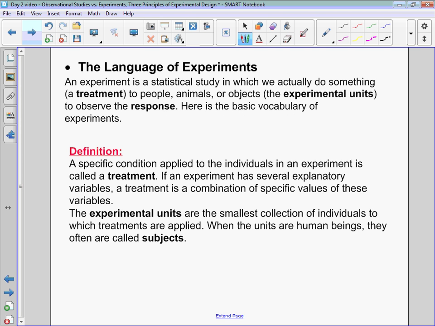Okay, so the basic definition of an experiment is we're going to take something, and that's going to be our experimental units. It could be people, groups of people, animals, objects, or groups of objects, and we're going to impose some treatment on some of them. And we'll get into this later. Not on all of them, just on some of them, and then we're going to observe the response.